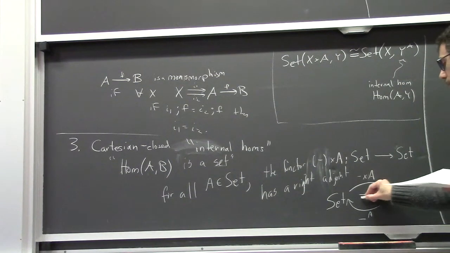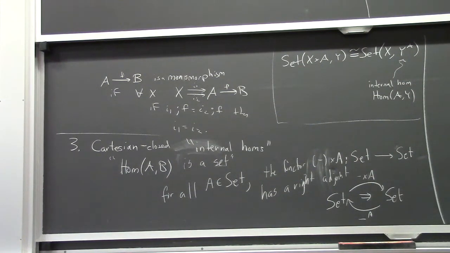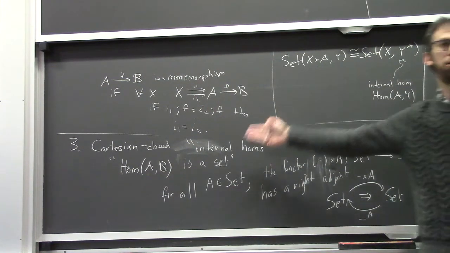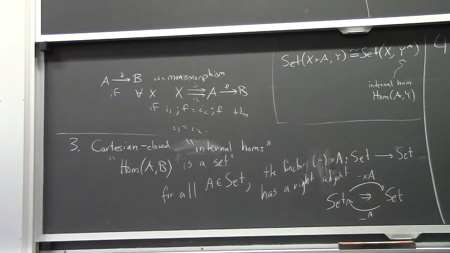Okay, so we have three properties so far: Cartesian closed, epi-mono factorization, limits and colimits. Any topos has all those properties, so it's acting like sets are. Groups don't have this property. Groups are not Cartesian closed. Abelian groups are, I said. But lots of categories are, and lots of categories aren't, and toposes are.